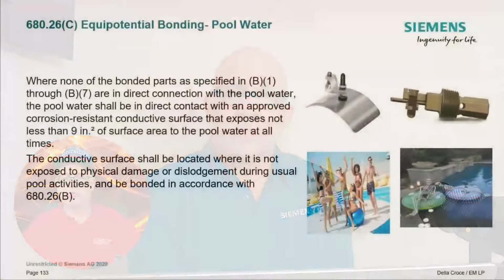All those list items that we went through, the B1 through, none of that's there. And we've got this non-conductive pool shell, most likely, or a vinyl liner. And now we're going to have to expose 9 square inches of metal to it and bond that. One way to do that, again, if we have a fiberglass pool and maybe the rail going into it is fiberglass, maybe the ladder is fiberglass or plastic, there's no contact with the water. And you're right, we have to bond the water. And so in doing so, you have some options.